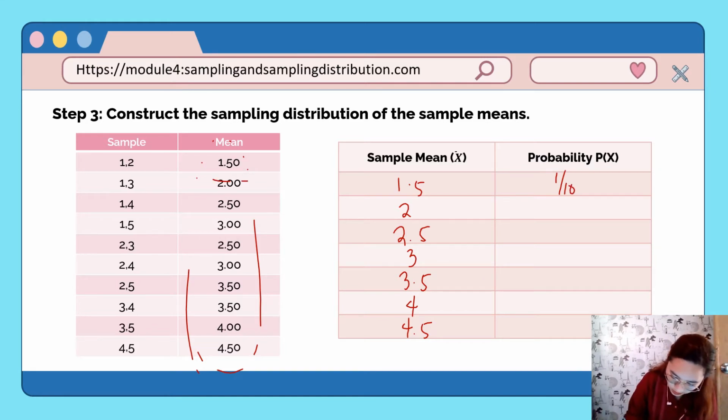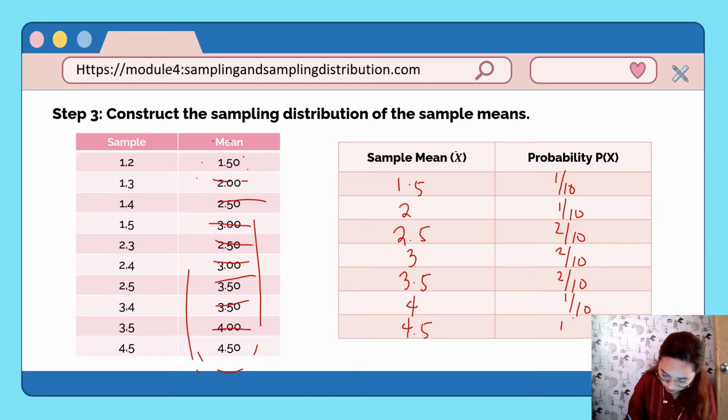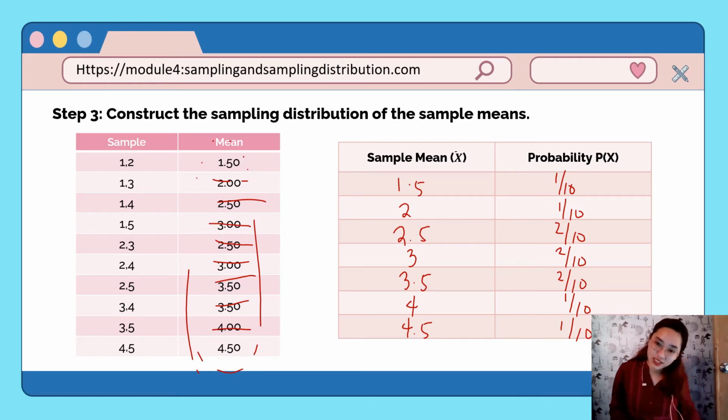So, 2, isa lang din. 1 out of 10. Ang 2.5 natin is dalawa. Ayan. So, 2 over 10. Ang 3 natin is dalawa din. 2 over 10. Ang 3.5 is dalawa din. 2 over 10 pa rin. Then, 4, isa lang. And 4.5 is isa lang. So, yan yung ating sampling distribution.